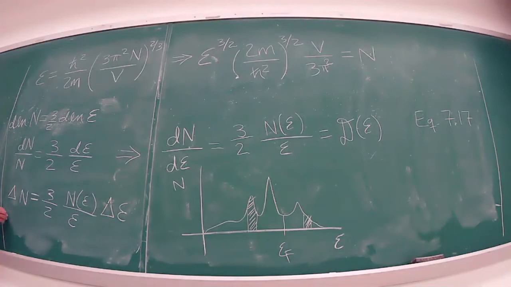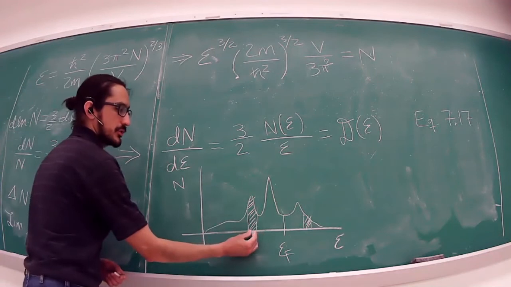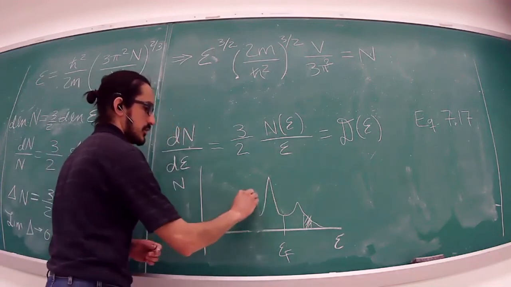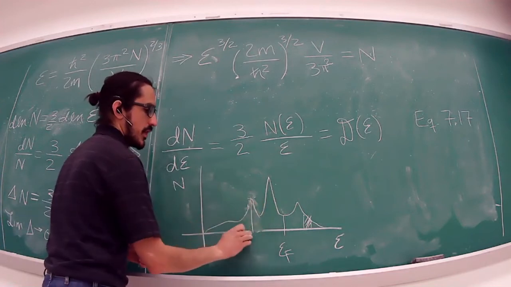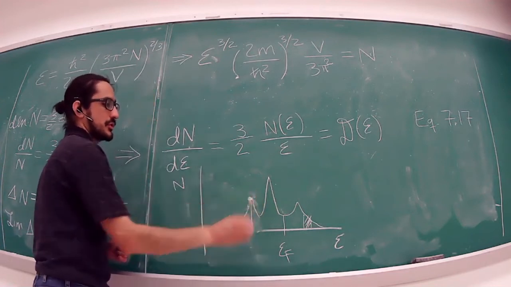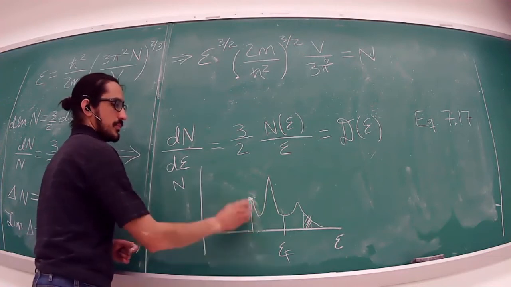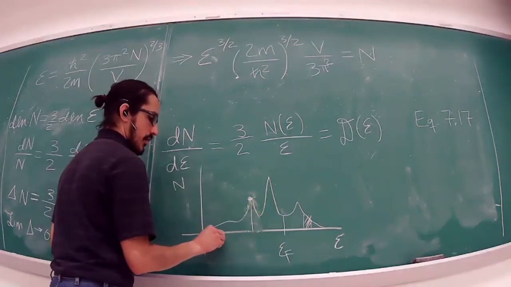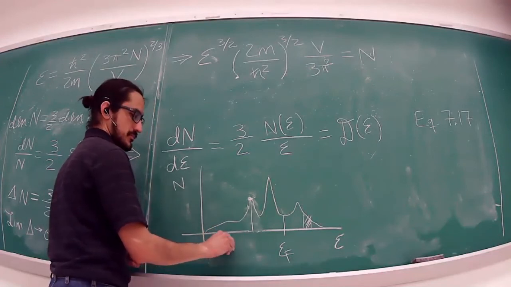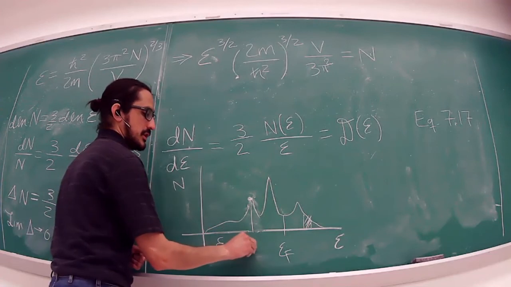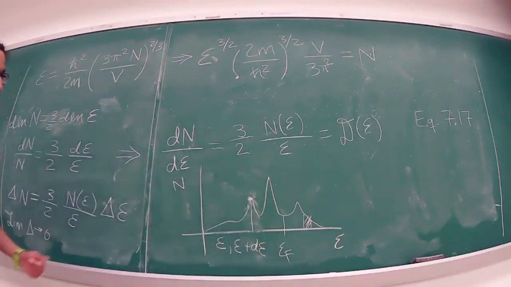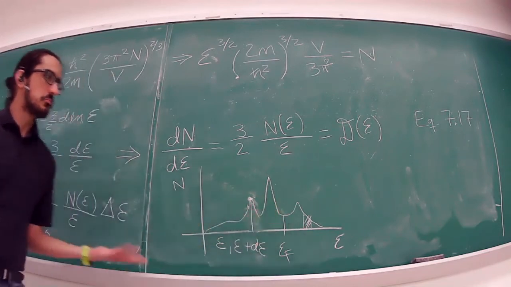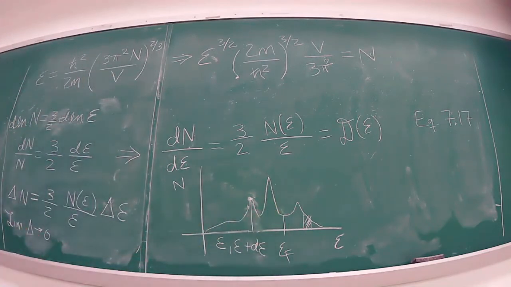And if you look at the limit, as delta goes to zero, and so you go to the derivative case, then this becomes smaller and smaller. And so this ends up being pretty much this number over here. So the number of states between E and E plus dE. Right, so this is a distribution like the ones we have worked with before.